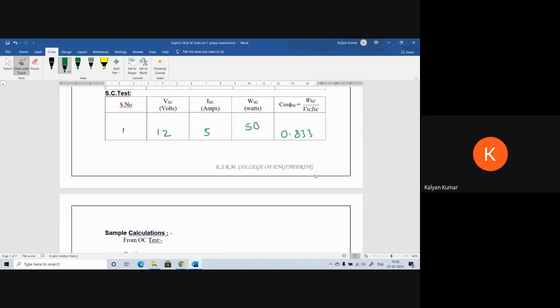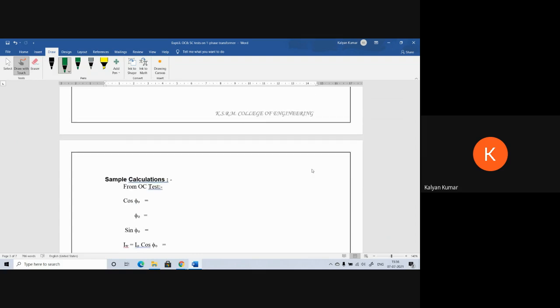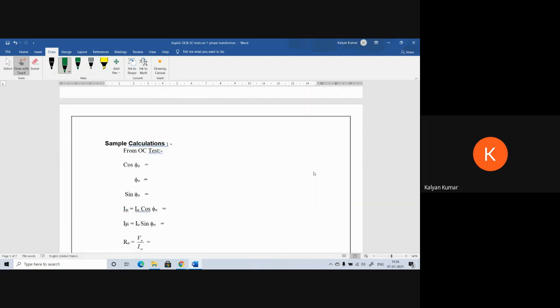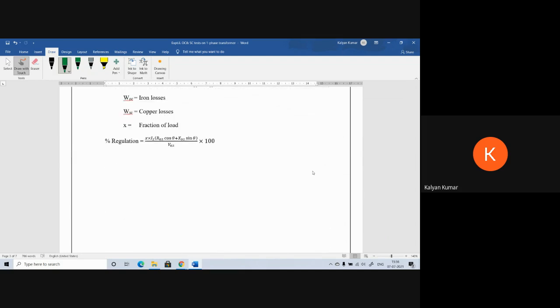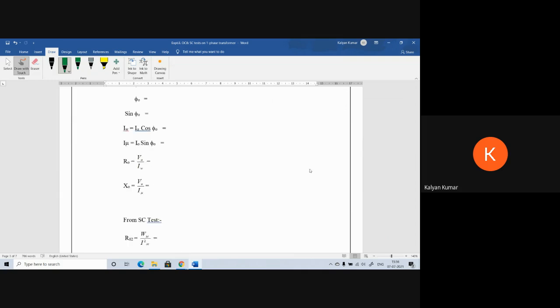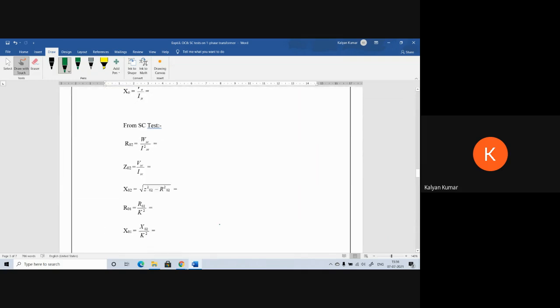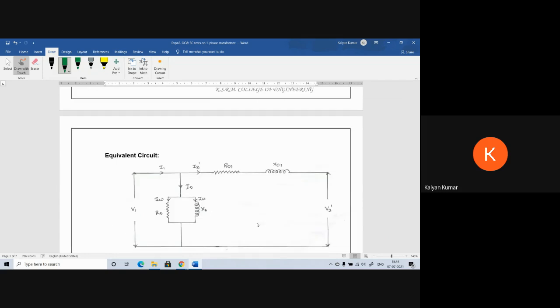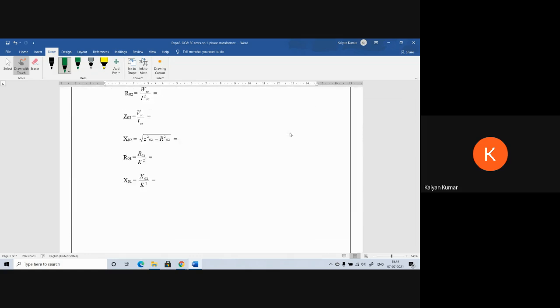Now, from these readings, we need to obtain the equivalent circuit parameters, and then we need to find out the performance of the machine. That is efficiency and regulation we need to calculate. Now, coming to the OC test and SC test data, from these two test data, we can get the equivalent circuit parameters R0, X0, R01, X01. Now, let's see how to calculate these parameters.